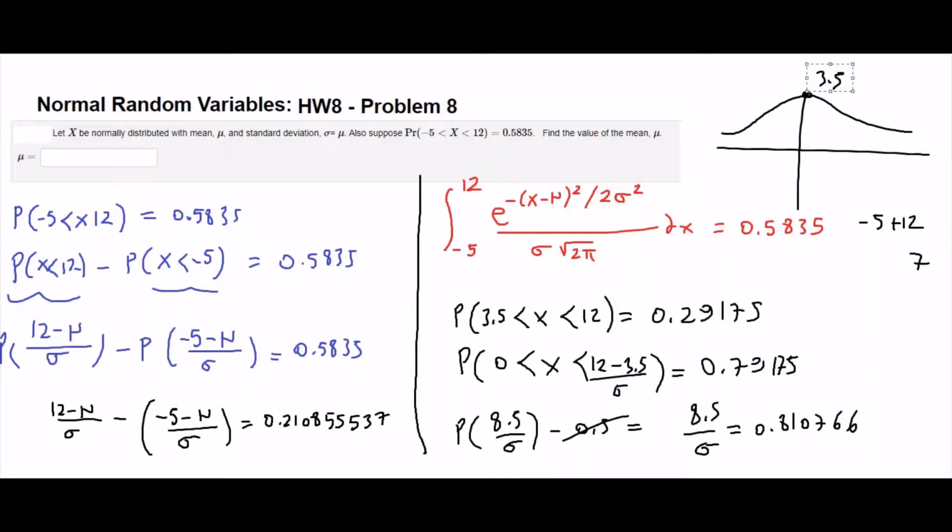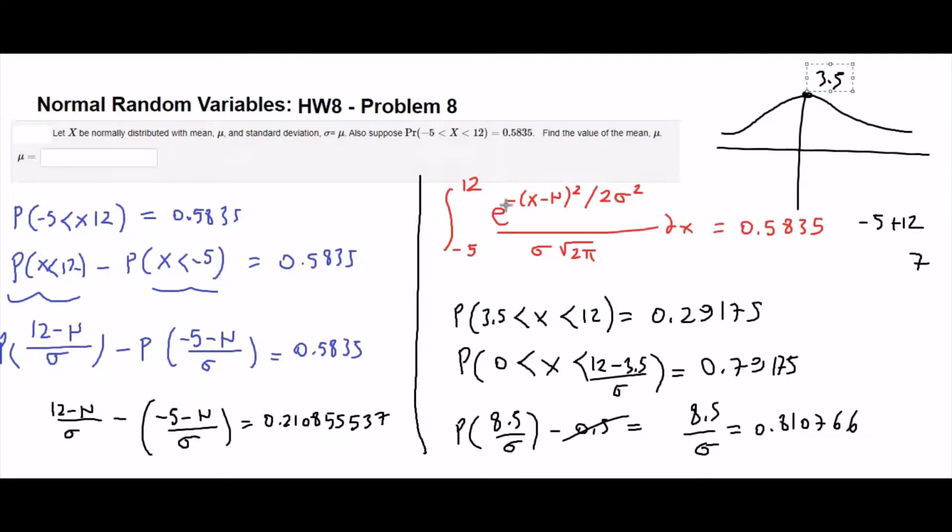Problem number 8. Let x be normally distributed with mean mu and standard deviation sigma equal to mu. Also suppose the probability that -5 is less than x, that is less than 12, is equal to 58.35%. Find the value of the mean mu. So for this question we have two different approaches.